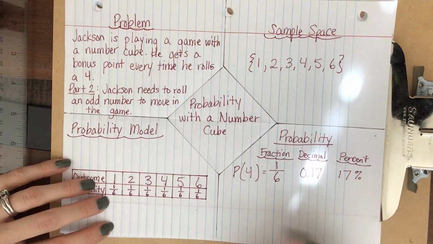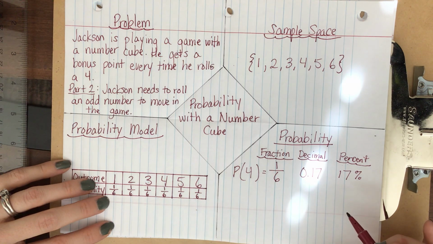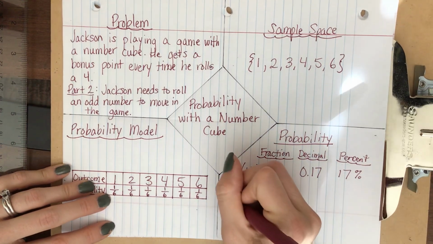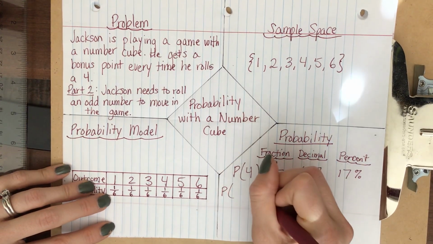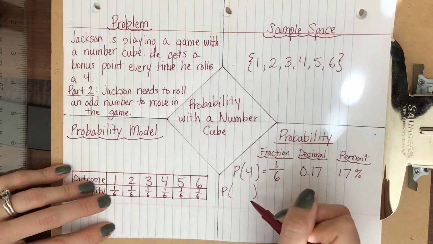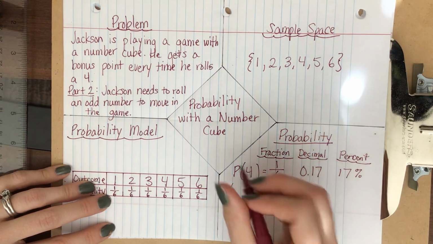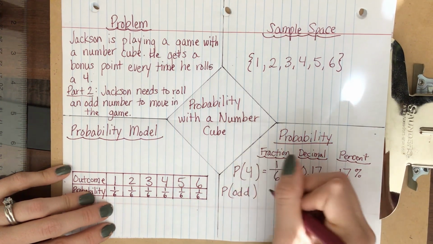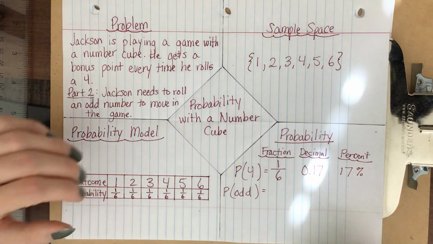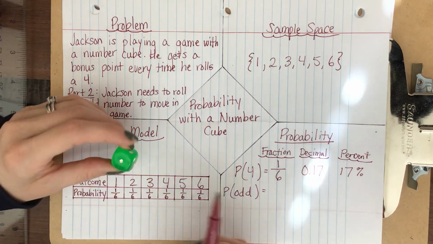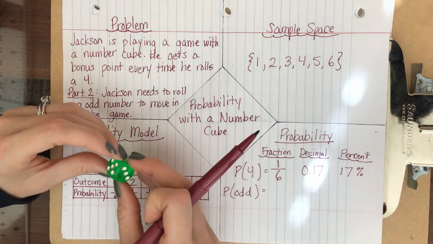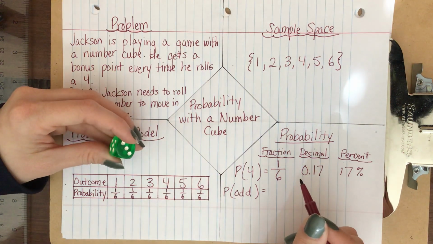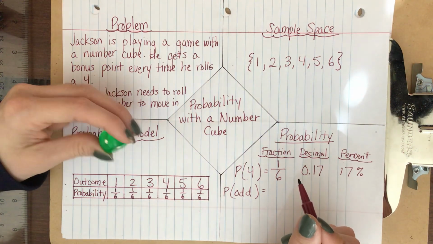So let's come back over to our probabilities square and take a look at what the probability of rolling an odd number looks like. First of all, we're going to set it up just like we did here. We're going to have a capital P and parentheses. Now, instead of writing a 4 in there, because we're not talking about the probability of rolling a 4 now, we're talking about the probability of rolling an odd number. So I'm going to put odd in there. Now let's take a look at the number cube. Okay, there's a 1, 3, and 5. So you have 3 different opportunities to roll an odd number out of 6 sides total.